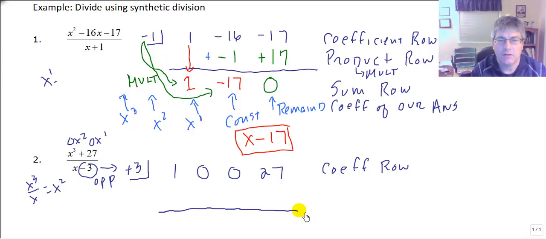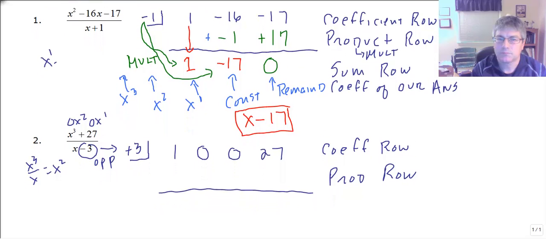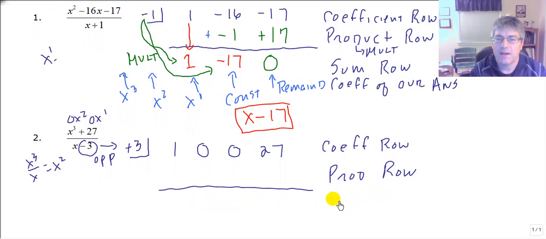We'll leave a little space for our product row. So when we multiply, right, we're going to put our products in here. And then finally we'll have our sum row, which will contain the coefficients of our answers. So once again, we bring down the leading coefficient. In this case, it's 1 again. It won't always be 1, but in this case, it's 1.